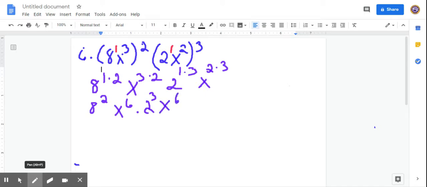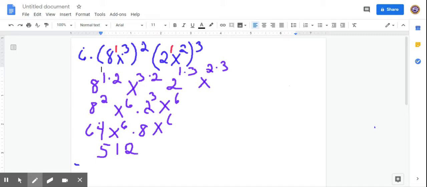Now I can simplify 8 squared, 64, x to the 6th times 8 x to the 6th. Now we're going to multiply the 64 times 8, and 64 times 8 is 512. And then keep the base and add the exponents. So that's going to be 512 x to the 12th.